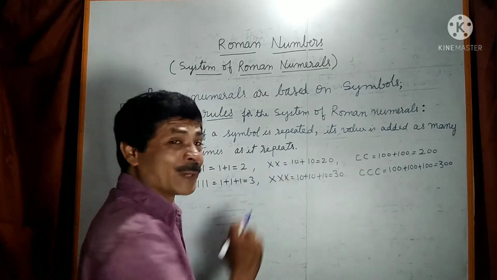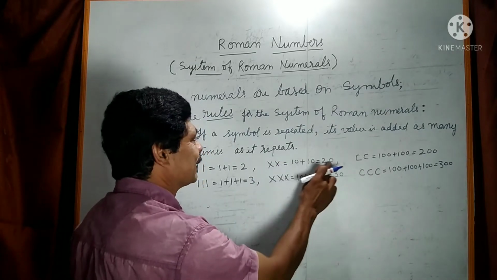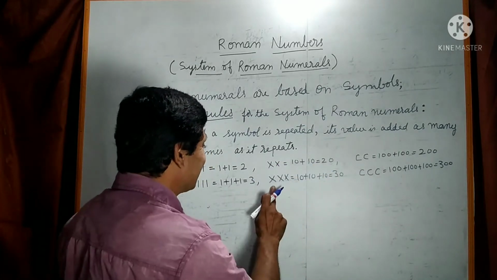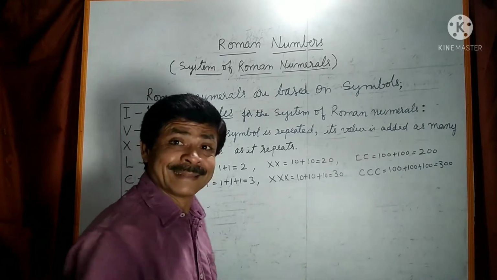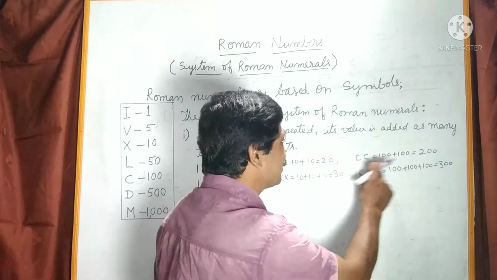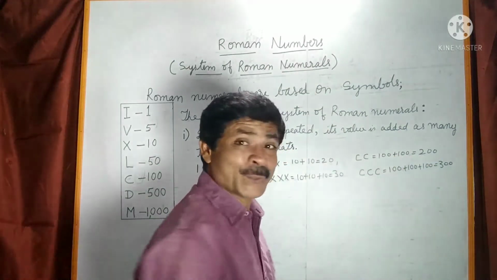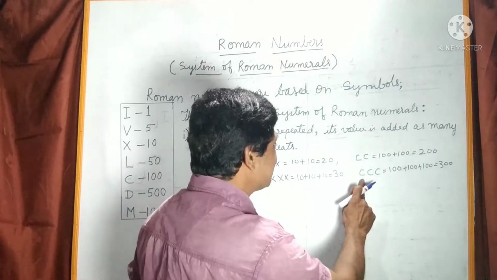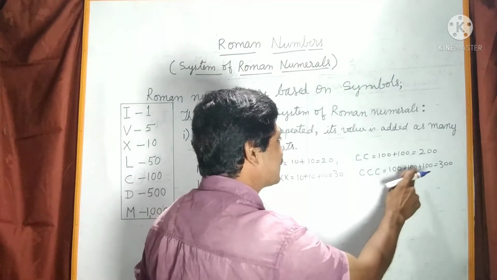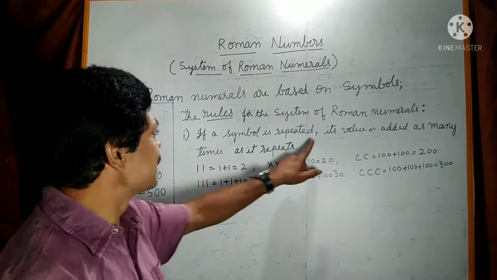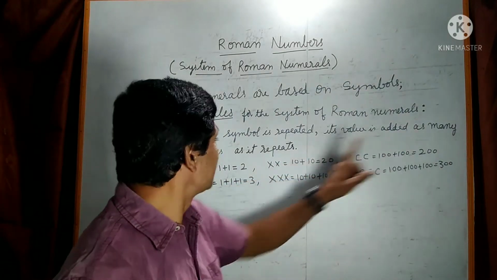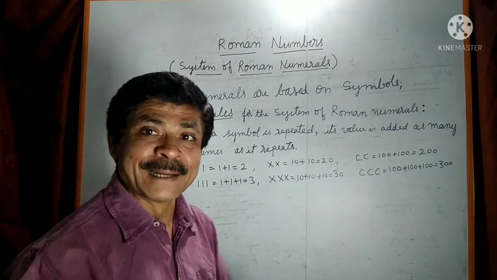Here X repeated 2 times. 10 plus 10, 20. Here X repeated 3 times. 10 plus 10 plus 10, 30. Here C repeated 2 times. 100 plus 100, 200. Here C repeated 3 times. 100 plus 100 plus 100 is equal to 300. That means if a symbol is repeated, its value is added as many times as it repeats.